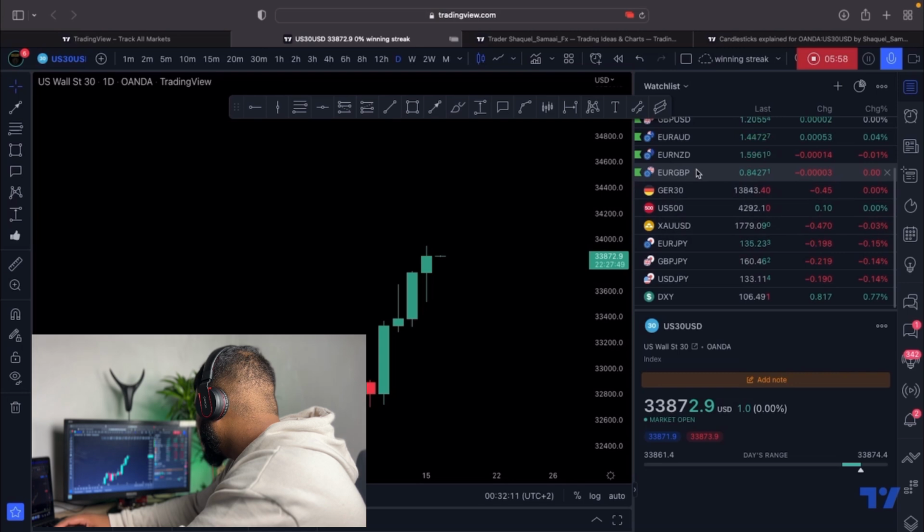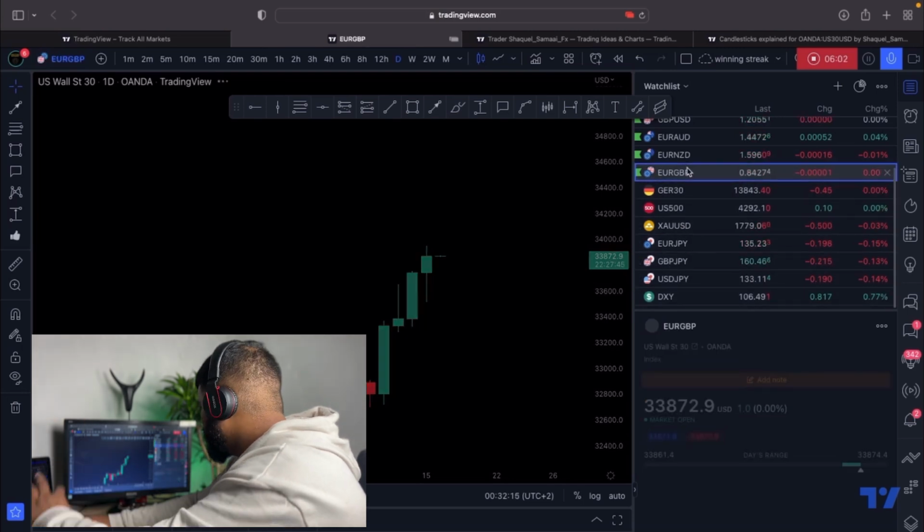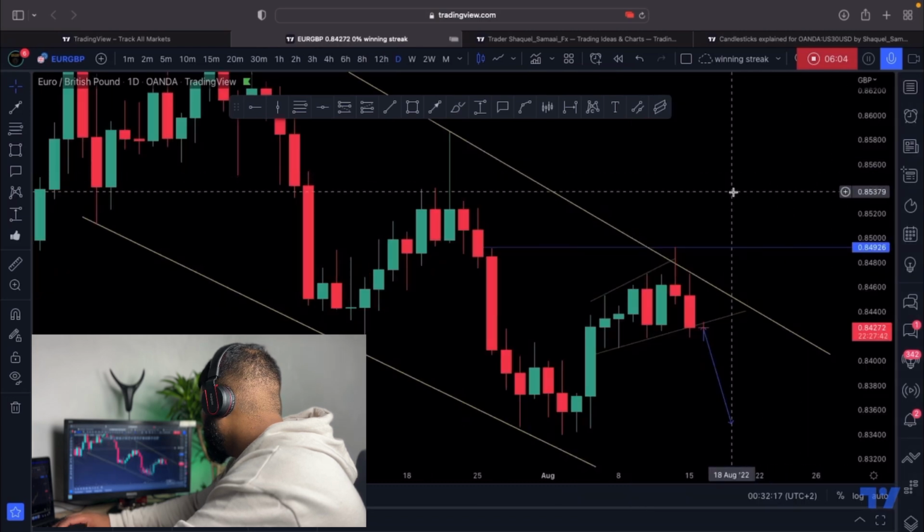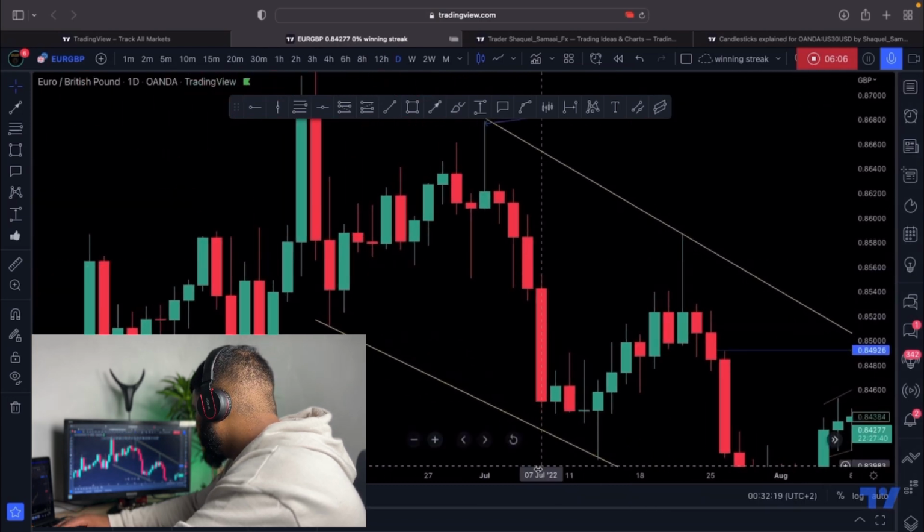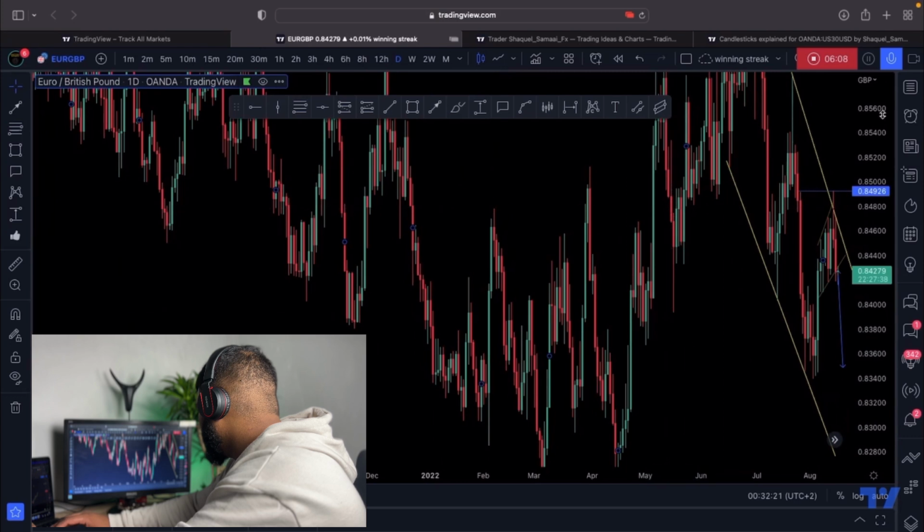Let's look into, let's say, an example, Euro GBP. Let's look at this one, for instance, right? On the daily time frame, I have actually a few things right here.